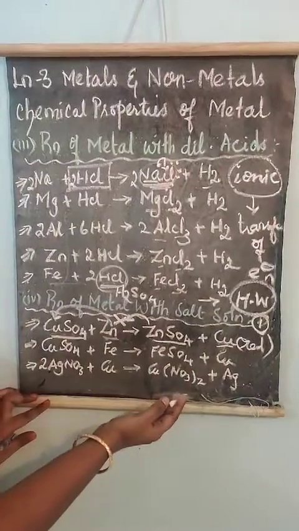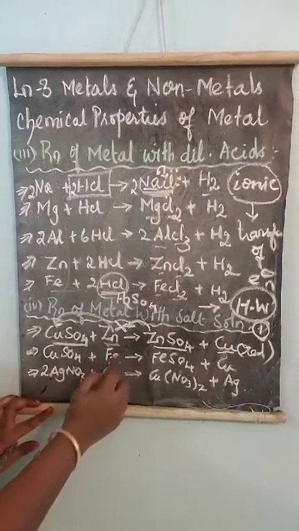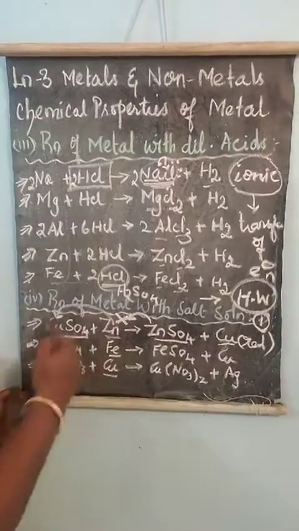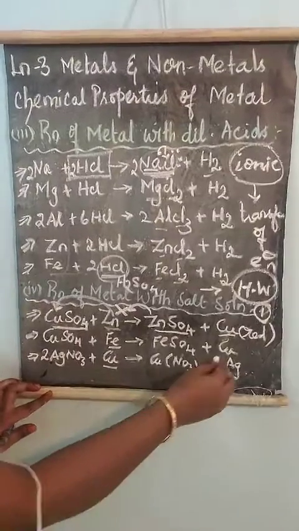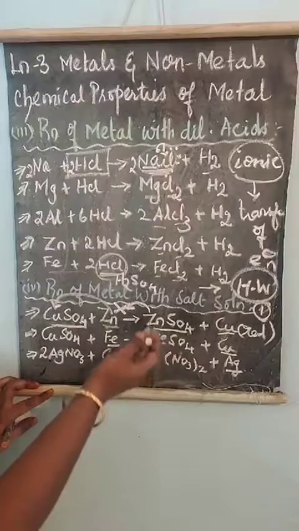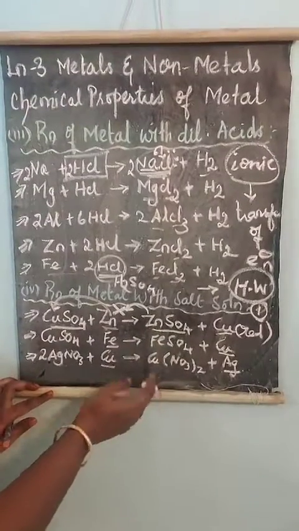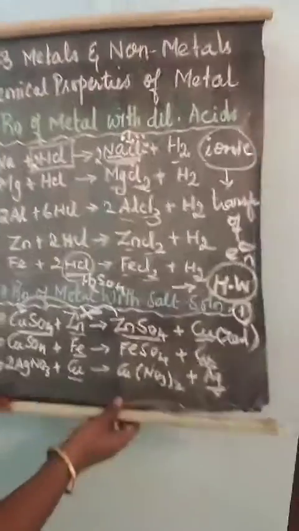Why does the forward reaction happen? Because the metal we have taken is more reactive than the metal present in the salt. So this reaction will happen, but the reverse reaction will not happen because copper and silver are found to be less reactive than the metal present in the salt. So this is about reaction of metal with salt solution.